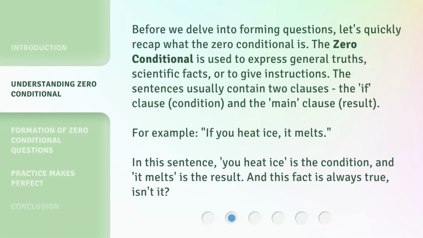Before we delve into forming questions, let's quickly recap what the zero conditional is. The zero conditional is used to express general truths, scientific facts, or to give instructions. The sentences usually contain two clauses: the if clause, the condition, and the main clause, the result. For example, if you heat ice, it melts. In this sentence, you heat ice is the condition, and it melts is the result. And this fact is always true, isn't it?